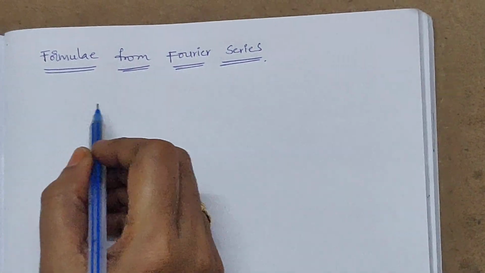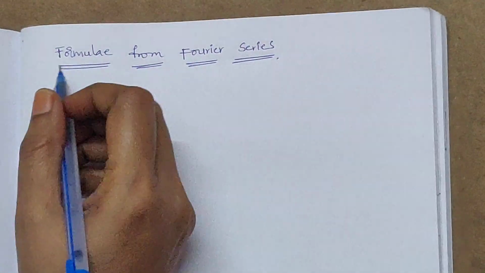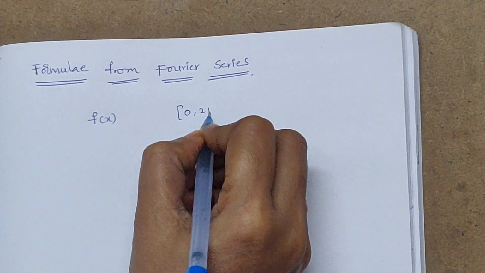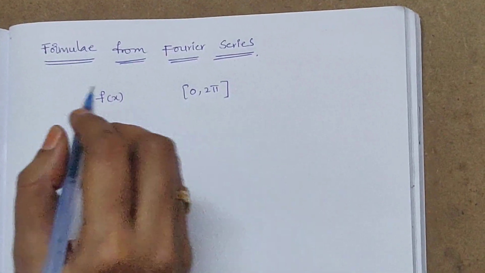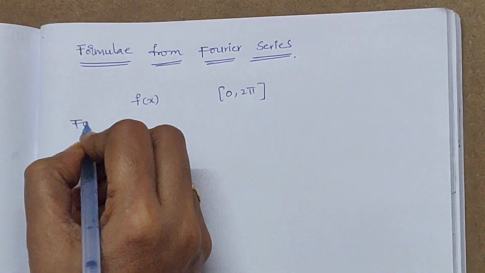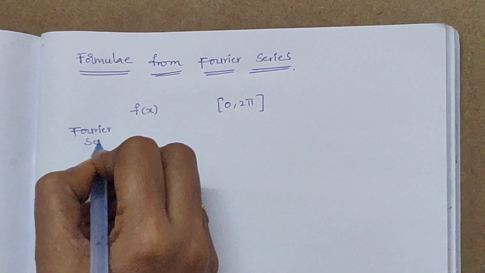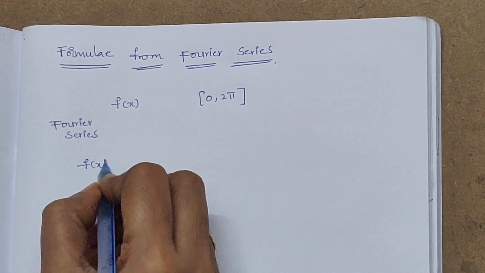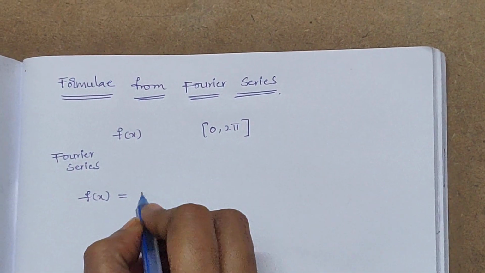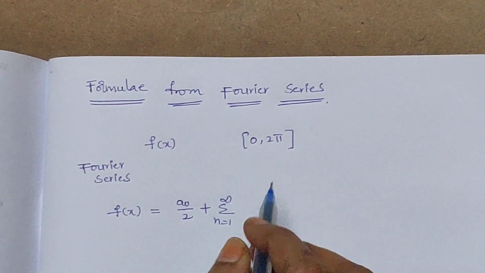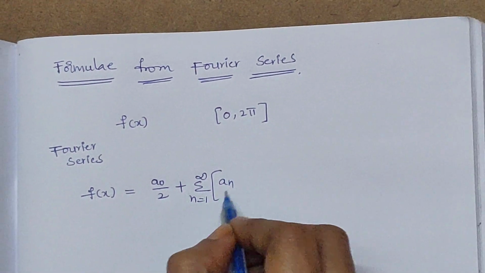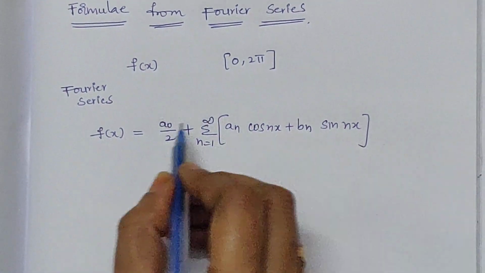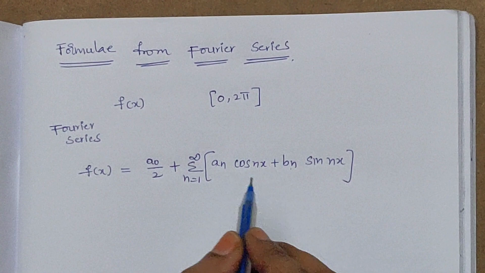So how to remember the formulas for the Fourier series? In the given problem, if f of x is defined in the interval 0, 2 pi, and they ask to find the Fourier series, we have to note down like this: the Fourier series expansion to the function f of x is a0 by 2 plus sigma n equal to 1 to infinity an cos nx plus bn sin nx. Here a0, an and bn are Fourier coefficients.